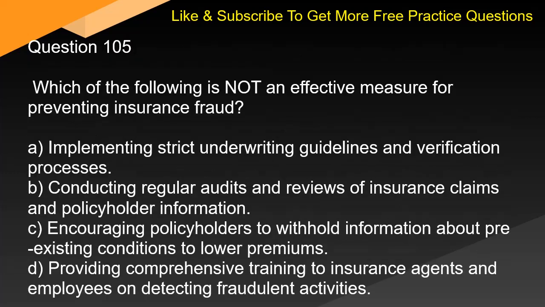Question 105. Which of the following is not an effective measure for preventing insurance fraud? A. Implementing strict underwriting guidelines and verification processes. B. Conducting regular audits and reviews of insurance claims and policyholder information. C. Encouraging policyholders to withhold information about pre-existing conditions to lower premiums. D. Providing comprehensive training to insurance agents and employees on detecting fraudulent activities.